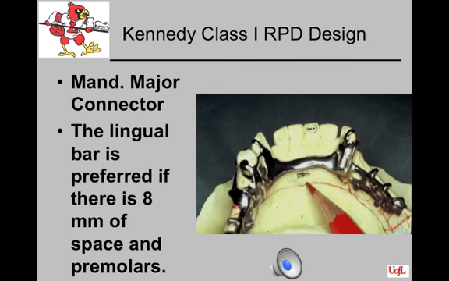The mandibular major connector that we have not drawn is the lingual bar, and it's preferred if there's at least 8 millimeters of space between the marginal gingiva and the functional floor of the mouth. When this one is drawn, you have to avoid the marginal gingiva by 3 millimeters, and the bar itself should be a minimum of 5 millimeters wide. Hence, that's how we come up with that 8 millimeters of space that's needed for the lingual bar.